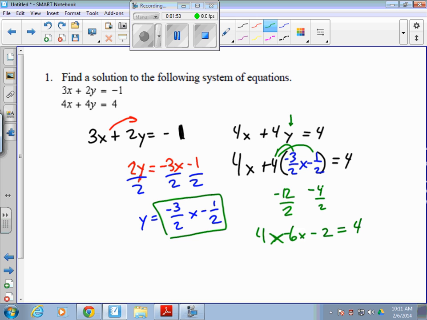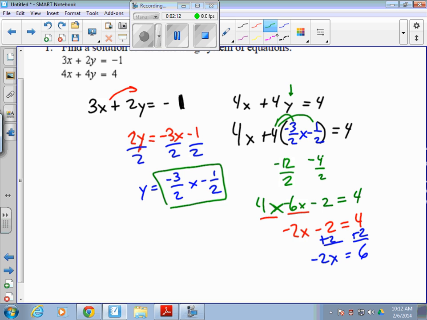Putting your like terms together, 4x and negative 6x, you get negative 2x. Bring the rest down, minus 2 equals 4. Move minus 2 over by adding it to both sides. Negative 2x equals 6. Get rid of negative 2 times something by dividing by negative 2 on both sides. Do it here as well. Positive divided by negative is a negative 3. So now we have a value for x, negative 3.